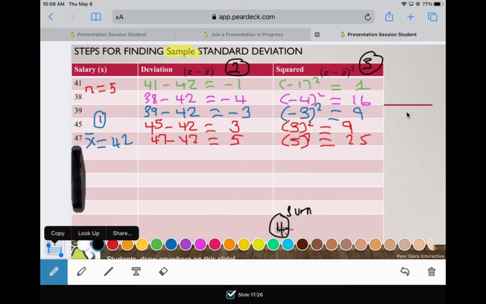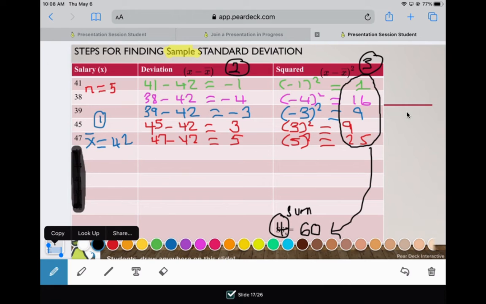Okay. So step number 4 is the total. I'm going to add every single thing from step 3. So 1 plus 16 plus 9 plus 9 again plus 25. The sum is 60. So that's step number 4. I'm adding every single number that I have from step 3. That's how I got this 60 right here.